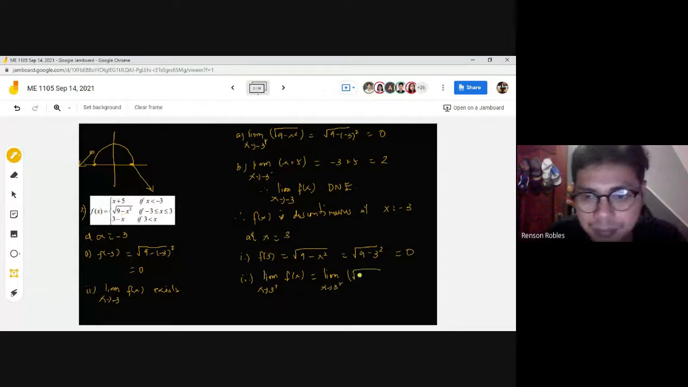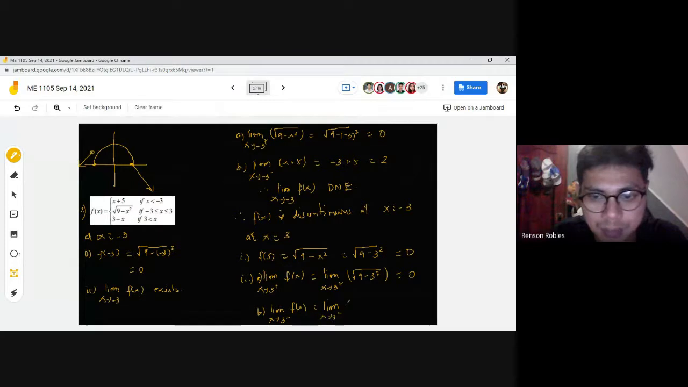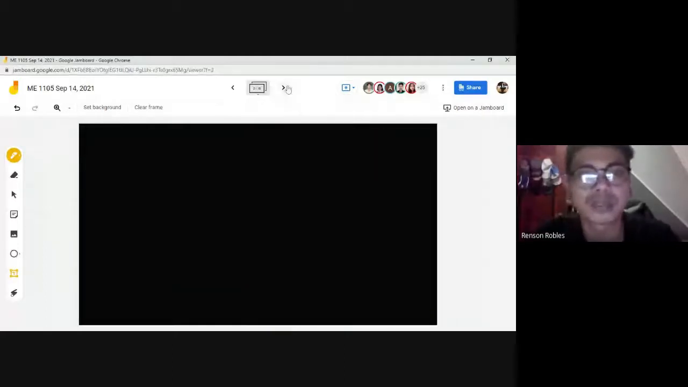I hope everything is clear on setting the function. So this is a square root of, can I just write 0 here? Is that okay? And then letter B, limit as x approaches 3 from the left. Then you're going to use 3 minus x. And this will give you 3 minus 3, and that is equal to 0. And then on frame number 3, join me as I give the conclusion.